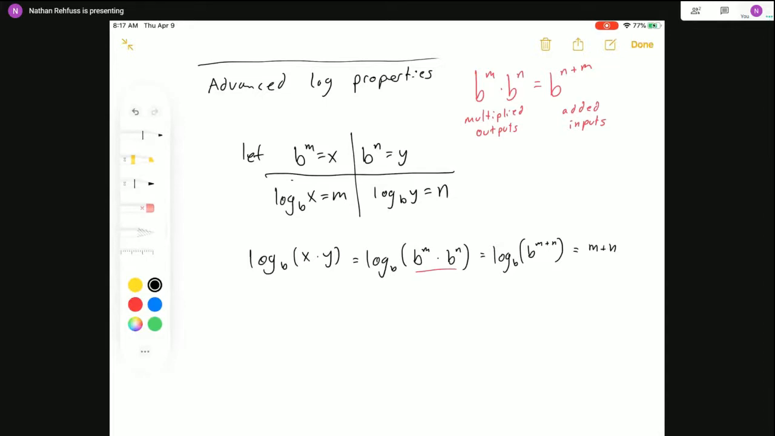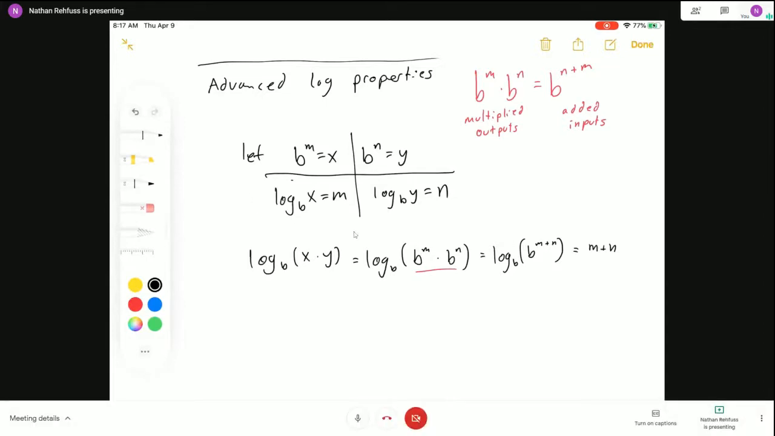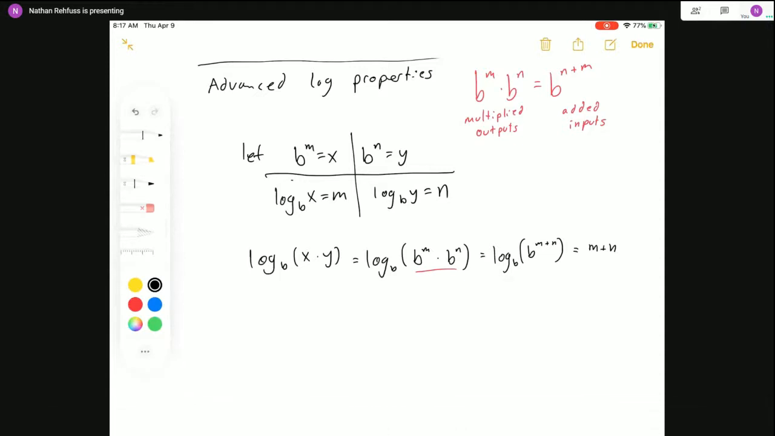And so we're almost done here, because I know what m is, it's log base b of x, and I know what n is, it's log base b of y. So I'm going to put things back in terms of x and y now. M is log base b of x, and n is log base b of y. And so if we take a look at the first step and the last step here, what we just found out is that if I put the product of x and y inside the logarithm, that's the same as if I put them in their own separate logarithms and added the outputs.